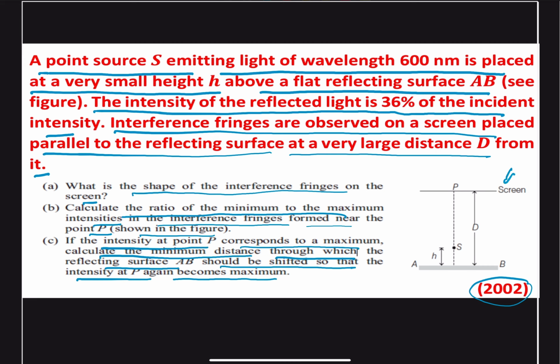So we are given this figure. We have a glass AB and the point source S is kept at height h from the glass, and the screen is just parallel with the glass at a distance of capital D. And we have to find out more or less everything with respect to this point P, which is just behind the point source. So in the first part, we are going to find out what will be the shape of the interference fringes on the screen.